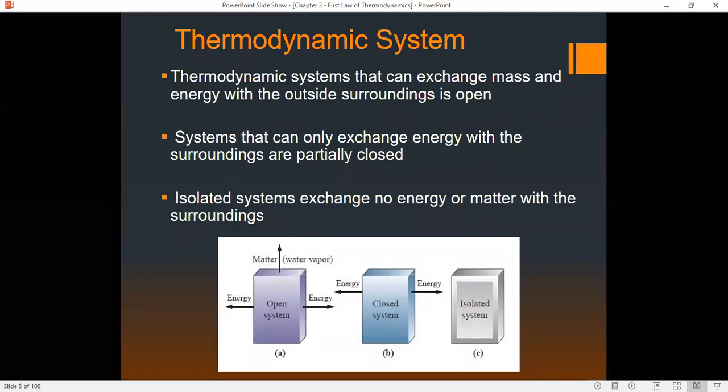Now, in thermodynamic systems, we can think about them or categorize them according to how much interaction they have with their surroundings. The least interactive system, or the system that would have no interaction, would be an isolated system. Okay, this would have absolutely no exchange of energy or mass with the outside world. Okay, good example of a system like this might be a Dewar, or what we call, I think it's actually a trademark.